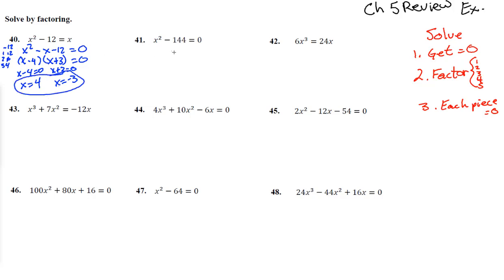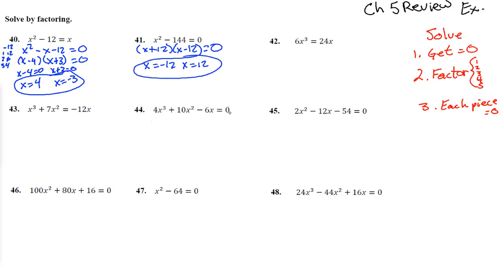Number 41. It's equal to 0. Good. It's factoring. This is a difference of perfect squares. So we have x plus 12 and x minus 12 equals 0. I like difference of squares. That's nice. So we get x equals a negative 12. If you set that equal to 0, add the 12 over, we get x equals positive 12. So a plus and a minus 12 are the answers there.